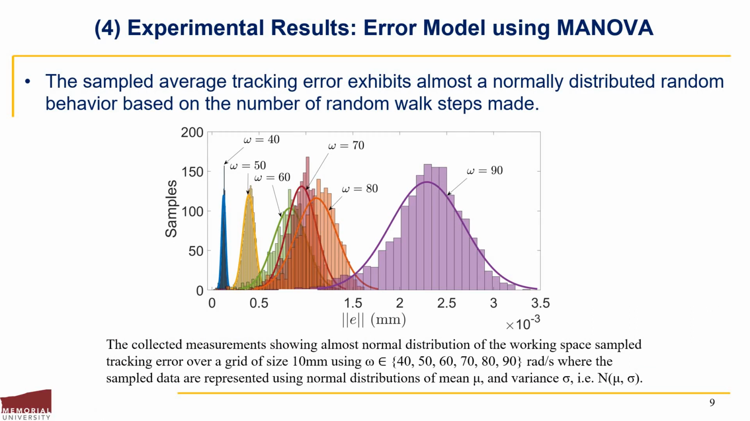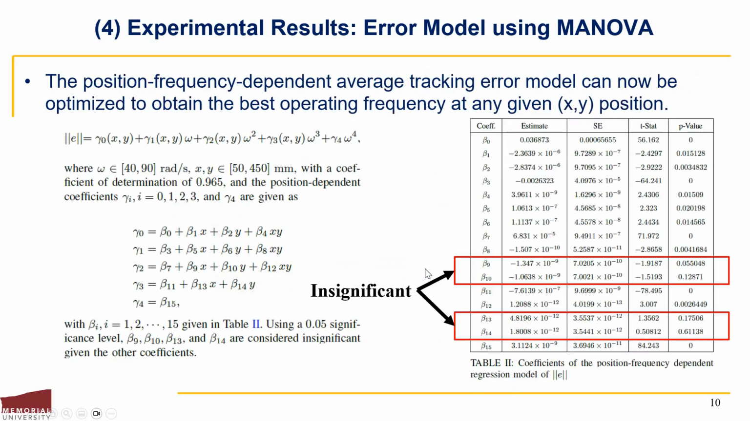Overall, the tracking error of the entire working space is normally distributed. Consequently, MANOVA is used to deduce the desired statistical model of the tracking error. Based on Table 2, the significant coefficients are used to come up with a statistical model that approximates the position-dependent behavior of the motion system under study according to the collected data.